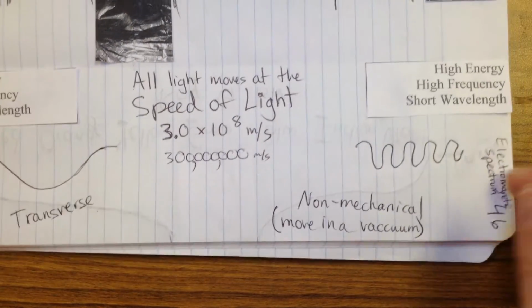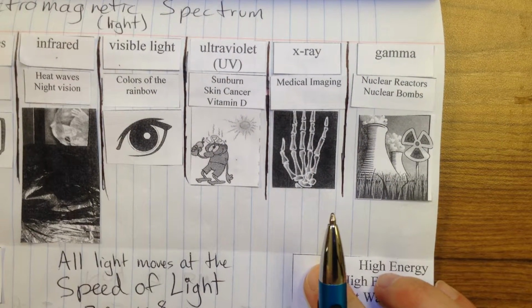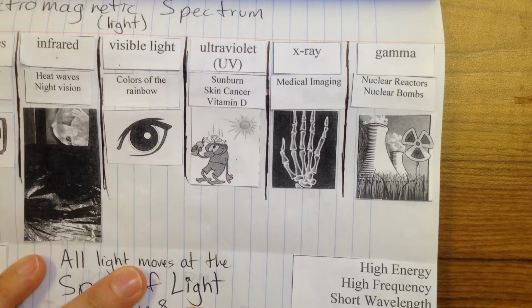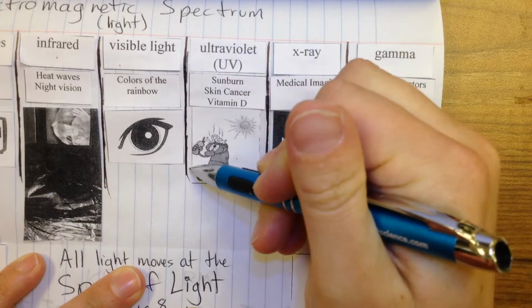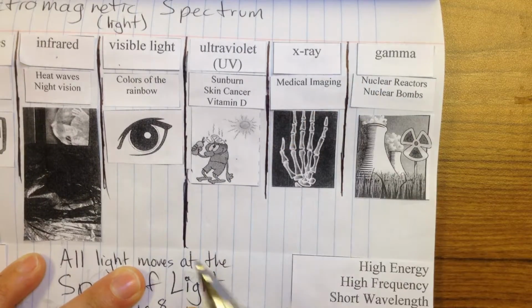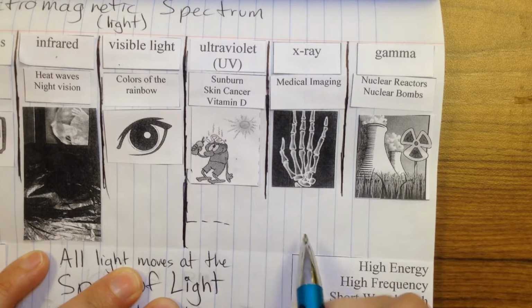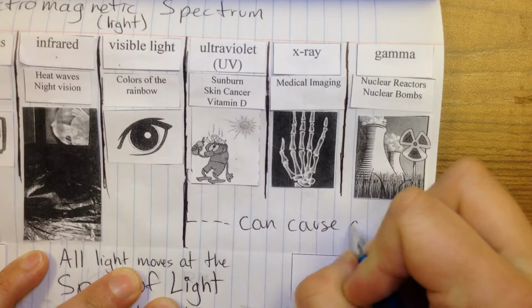All right. Now, one thing I want to emphasize before we end the journal entry is the idea to clear up some misconceptions. Okay? This line here between visible light and ultraviolet, I want you to extend that down a little bit there. Okay? Everything from ultraviolet up can cause cancer.